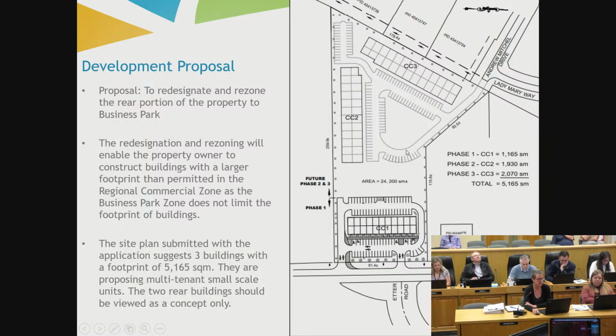So the proposal is to redesignate and rezone the rear portion of the property to business park. The redesignation and rezoning will enable the property owner to construct buildings with a larger footprint than is permitted in the regional commercial zone, as the business park zone does not limit the footprint of buildings. The site plan submitted with the application suggests 3 buildings with a footprint of 5,165 square meters, and they're proposing multi-tenant small-scale units. The 2 rear buildings should be viewed as a concept only.